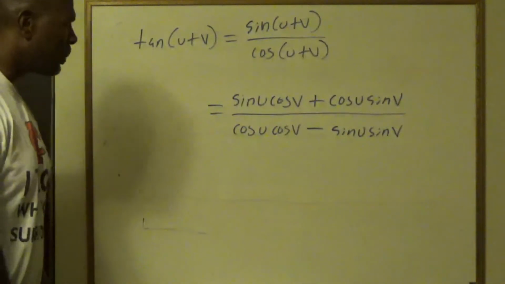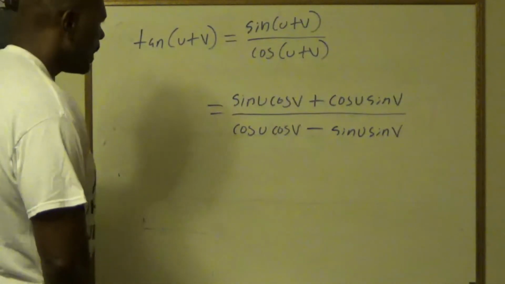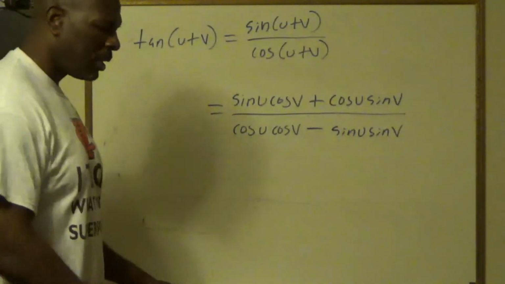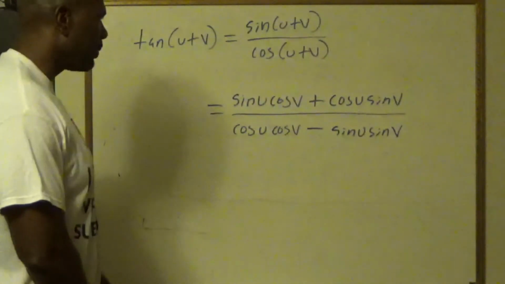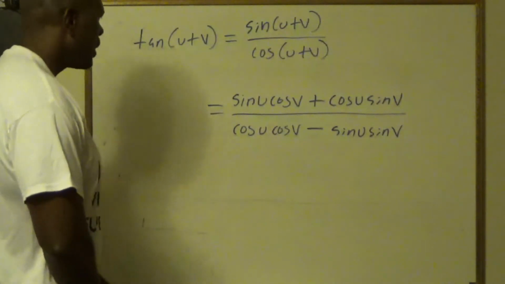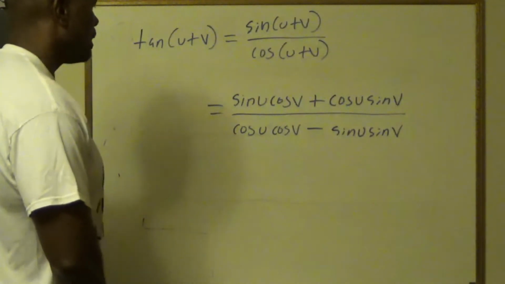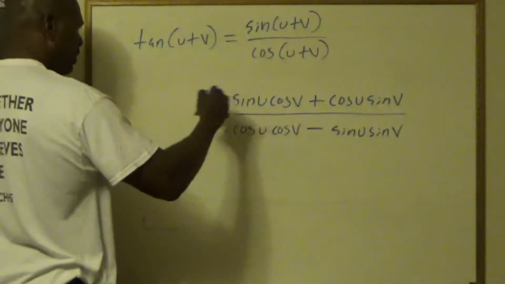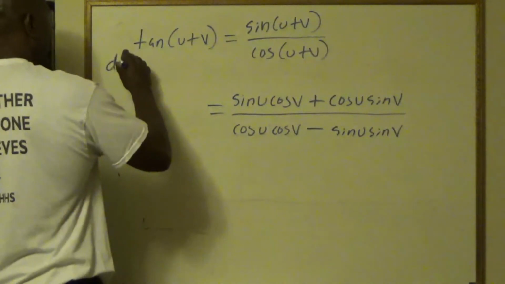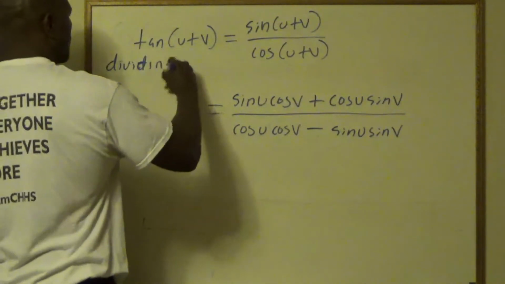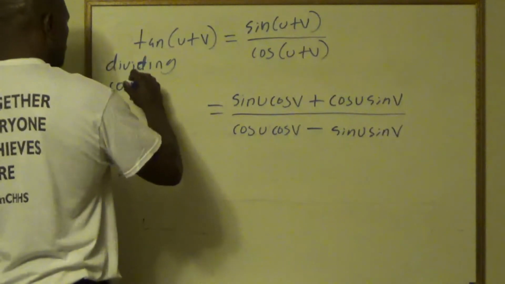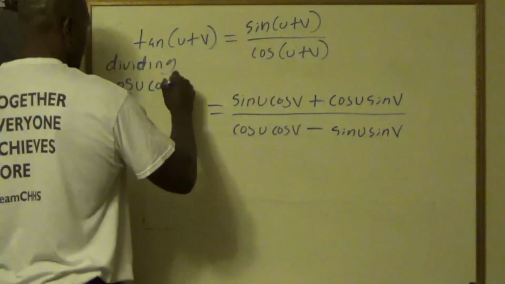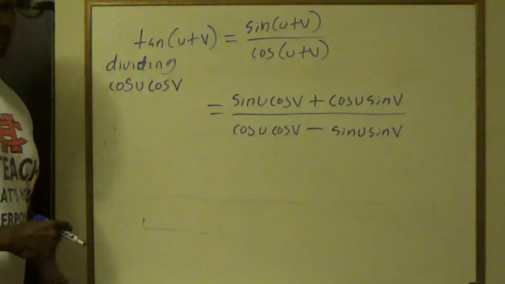Now, what I'm going to do for the sake of making this more aesthetically pleasing is divide everything. To keep it equal, I have to divide the top and bottom, every term, by the same thing. I'm going to divide everything by cosine u cosine v. I'm going to make a note because I'm not going to really write it. Just as a note, I'm going to be dividing by cosine u cosine v. This is just to make it more aesthetically pleasing to the eye.